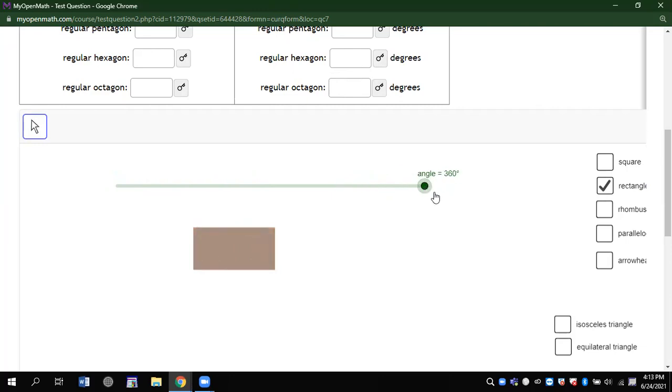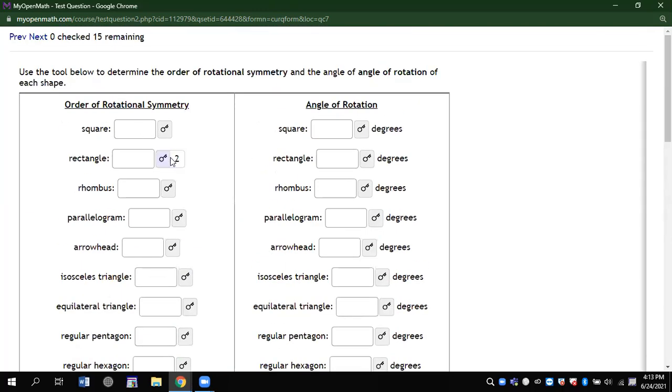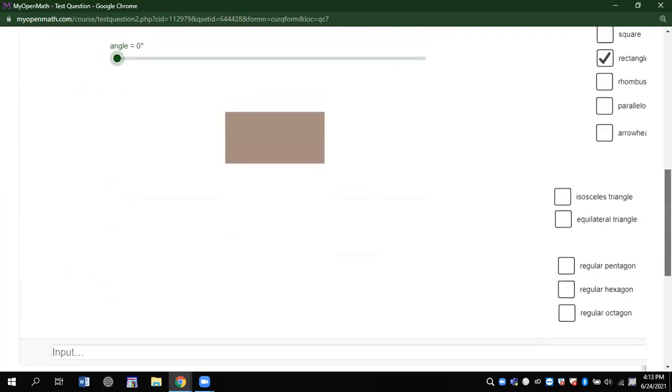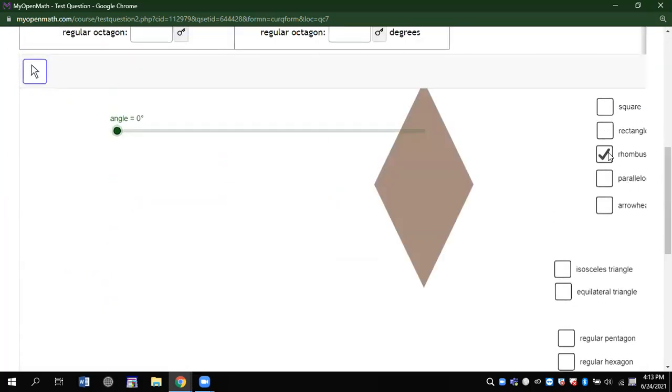As you go from 0 to 360, 2 times it comes back onto itself, once at 180 and once again at 360. So the order will be 2 on that. The order is 2, and the angle is 180 because that's the first angle. This one was order 4, 90. Now, how about a rhombus? Well, come down here and let's turn this off and let's do a rhombus. How far do you have to rotate that rhombus to get it to come back onto itself? Let's rotate it.